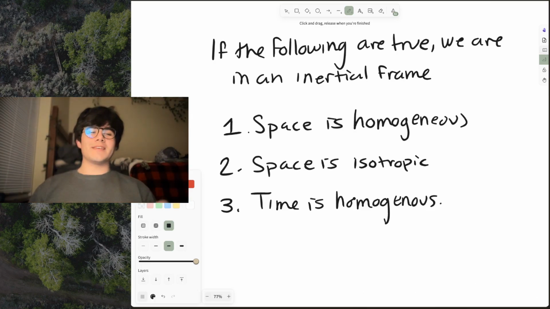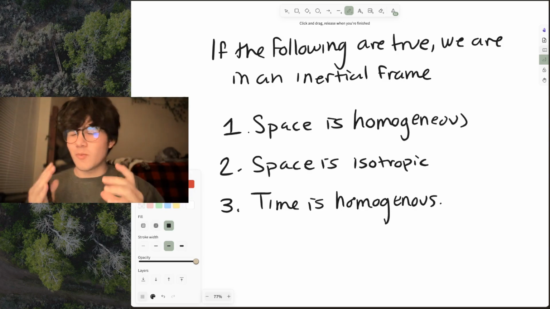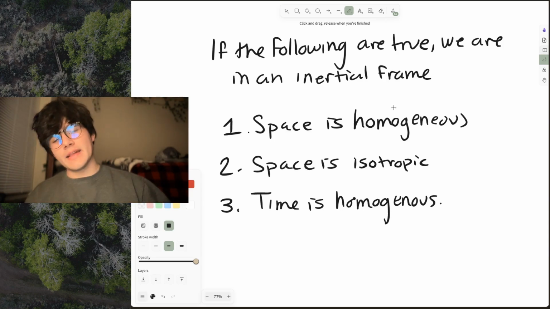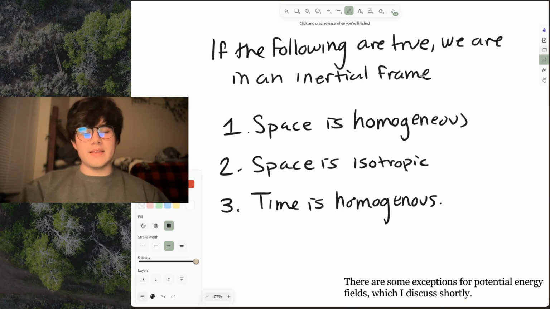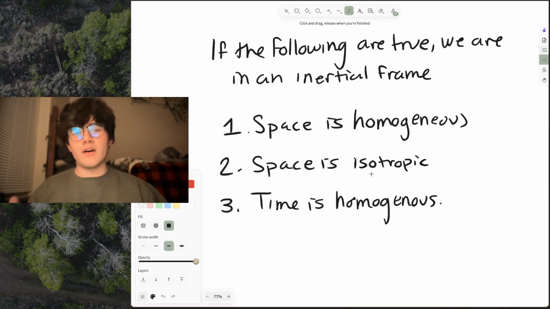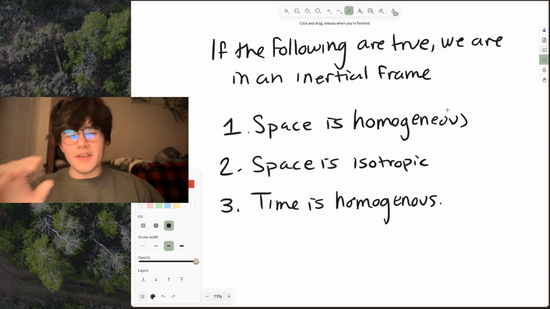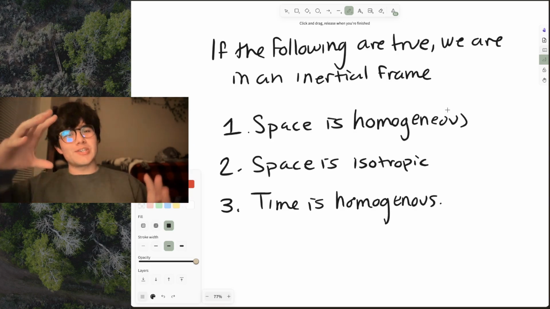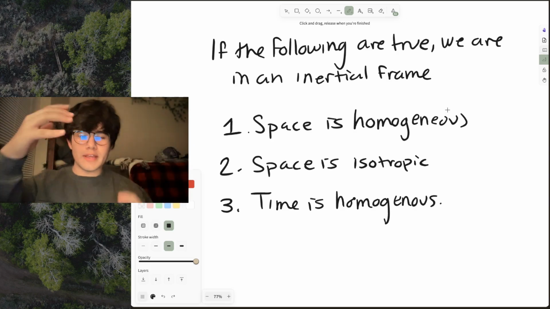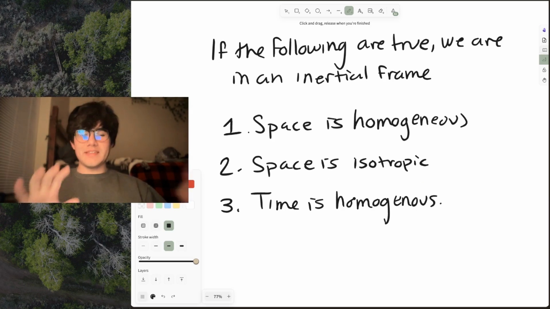Now, what does this all mean in the context of classical mechanics? If the equations of motion in our reference frame are changing depending on where our frame is, then we're violating this first clause here. And similarly, if the equations of motion in our frame change depending on when we do our experiment, we're violating this clause here. And as for the second clause, if the equations of motion in our reference frame are changing depending on how our frame is oriented, we're violating this second clause.